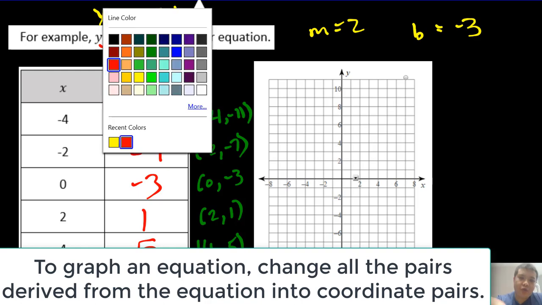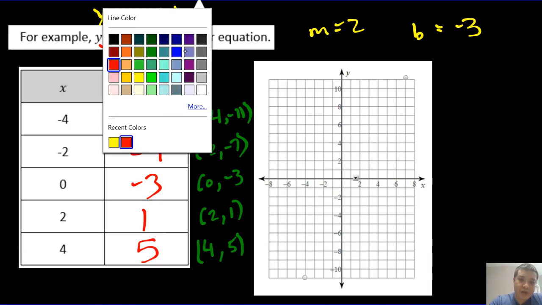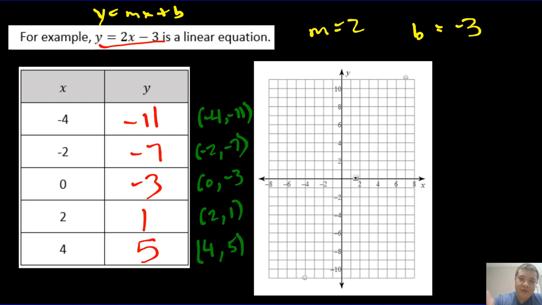So what we're going to do is graph each one of these points on this table right here. And so negative 4, negative 11 means we're going to go back 4, down 11. So that's going to be right there. Negative 2, negative 7, so back 2, down 7. Remember that it's always the x first, and then the y. 0, negative 3, so it goes over 0 and down here. 2, 1, 4, 5.